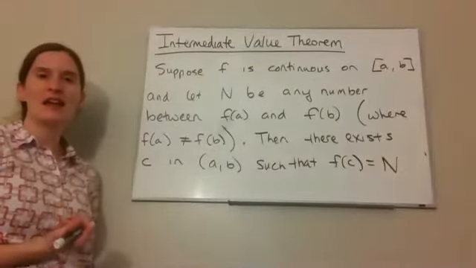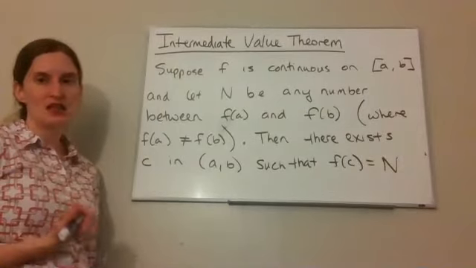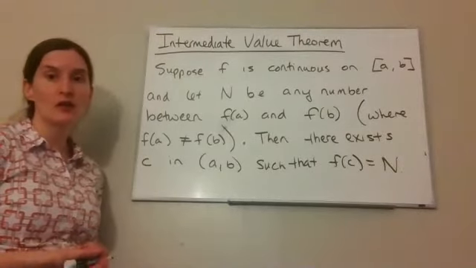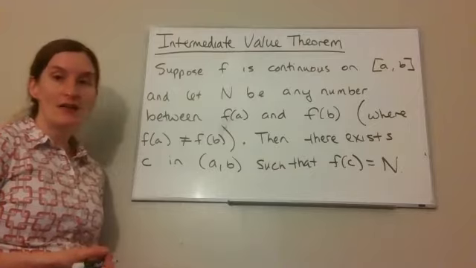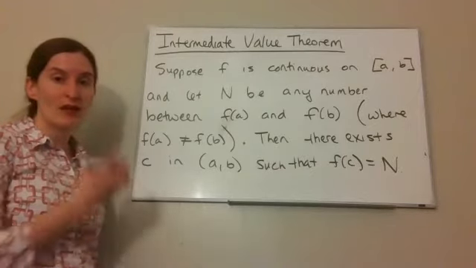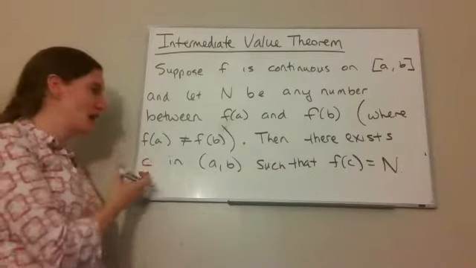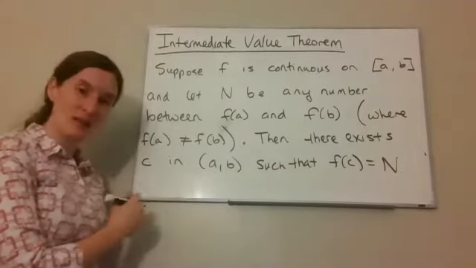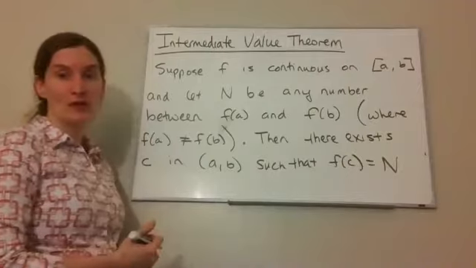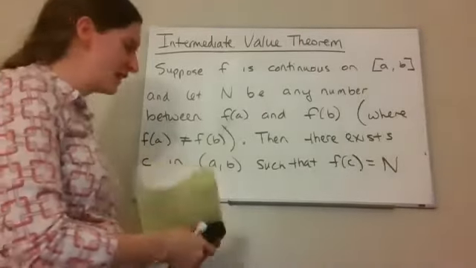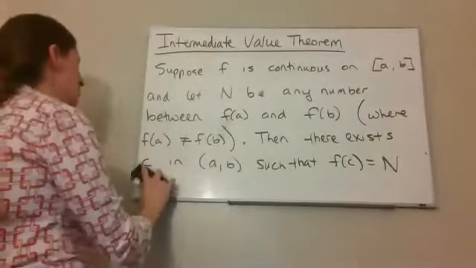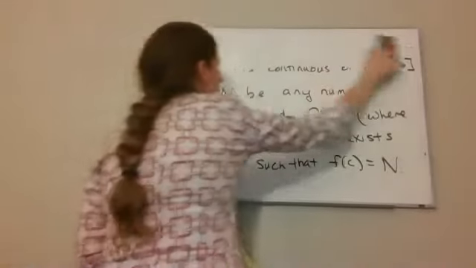So what this is saying is if you have a continuous function on a closed interval, then for any value in between the function values of the endpoints, you'll be able to find an input in between a and b that gives you the result you're looking for. That sounded kind of confusing, but let me draw a picture and that will make it much more clear.